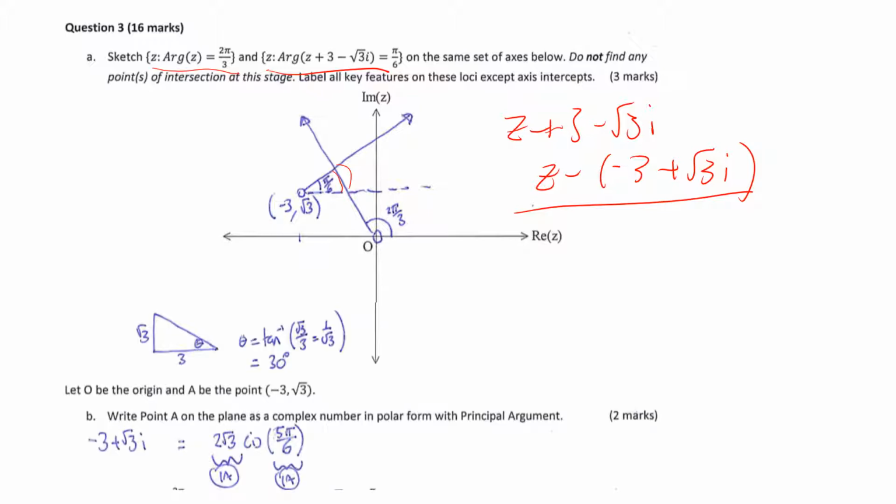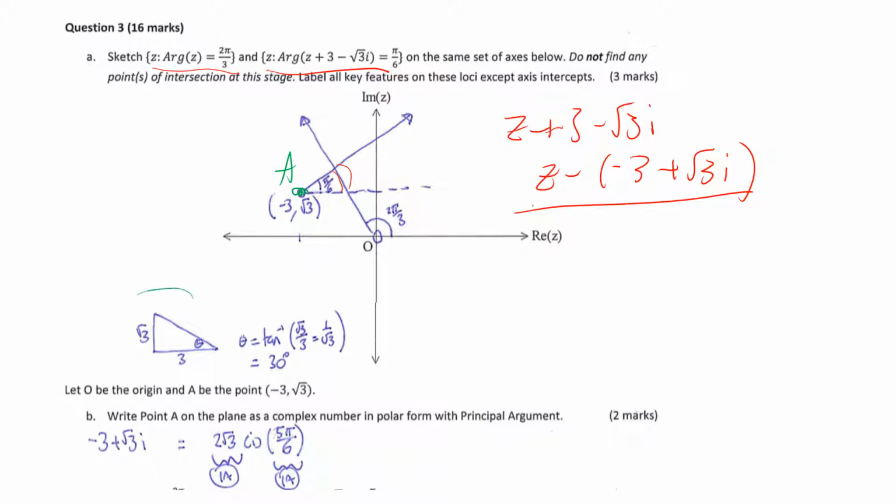Let's just click along here. Okay, we're told to make O the origin naturally and let A be the point minus 3 root 3. Aha, so it's the starting point of that second ray that we just discussed. So let me just get a pen. And okay, so this here will be our A. Okay, and we need to describe that in polar form with principal argument.